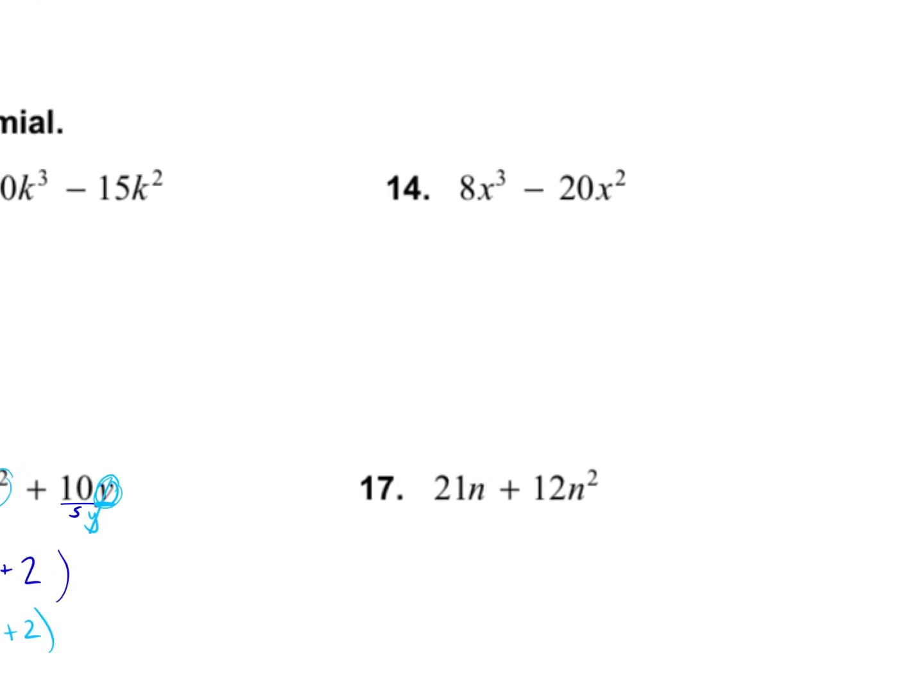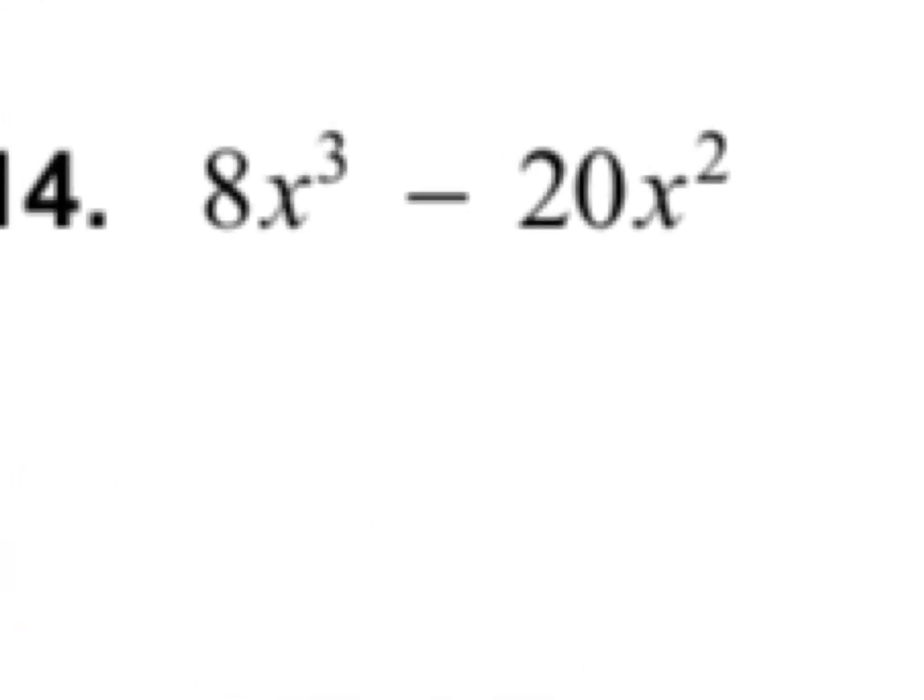Yep. Let's look at 14. So number-wise, what goes into both 8 and 20? 4. Can I divide 20 by 8? No. So 4 is our greatest common factor. So we're going to take out a 4. What's 8 divided by 4? 2. Minus, what's 20 divided by 4? 5.